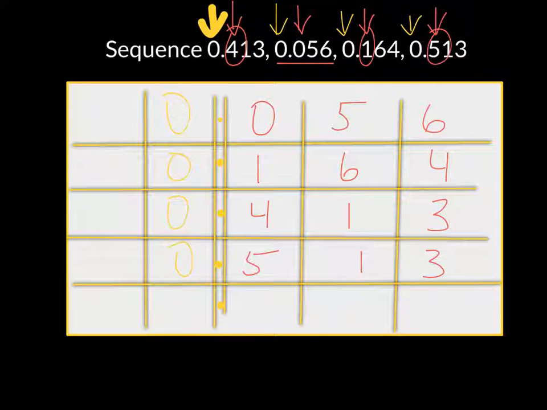Okay, so 56 thousandths is the smallest number. 164 thousandths comes next. 413 thousandths is after that, and then the greatest will be 513 thousandths.